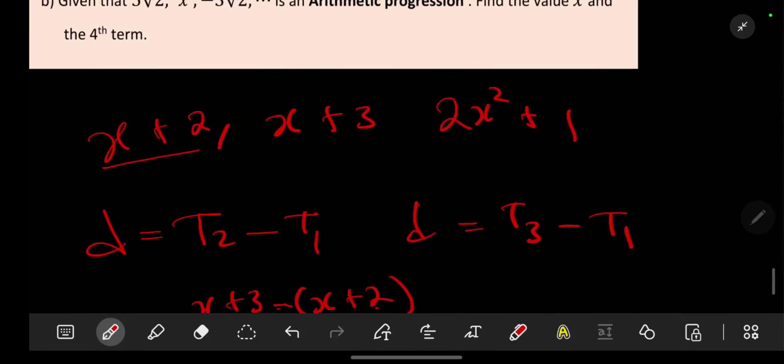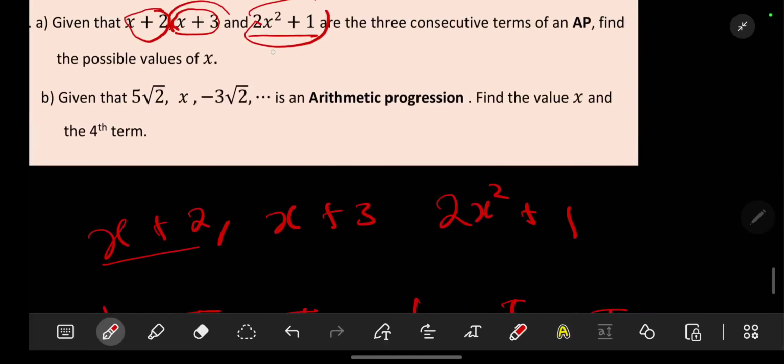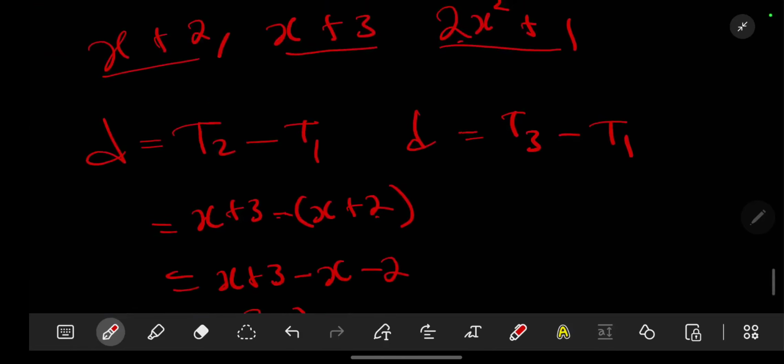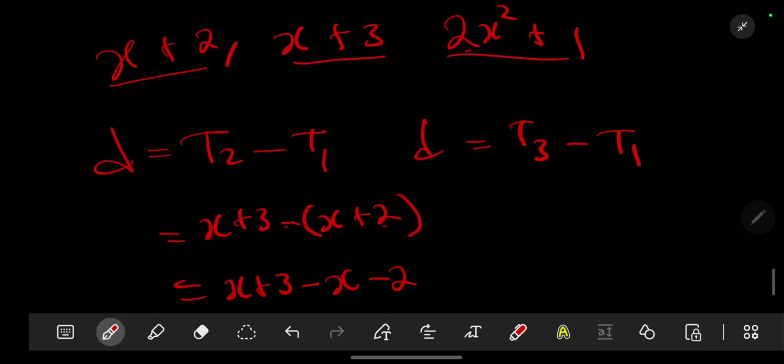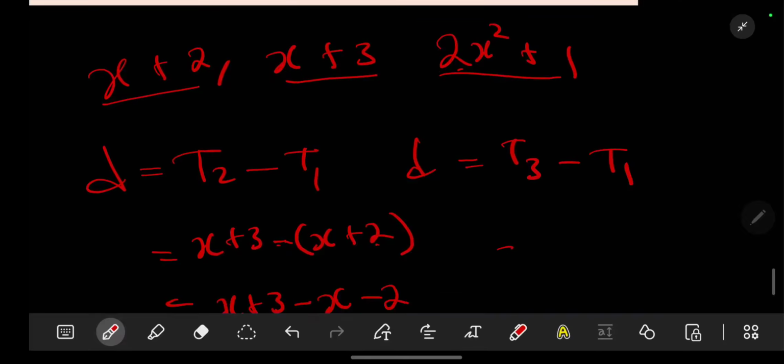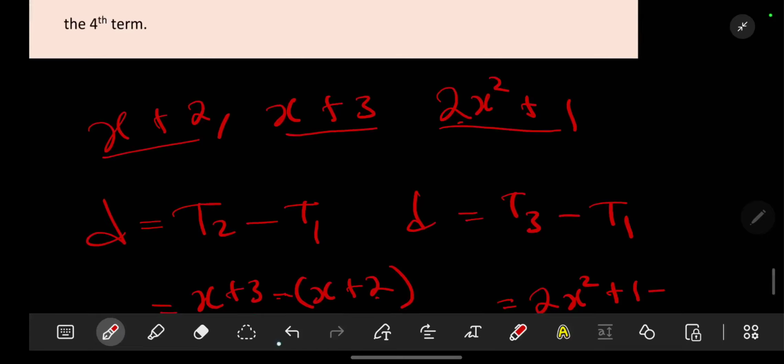Then for the other difference, we are going to get term number 3, which is this one, minus this one. So we are going to have 2x squared plus 1 minus our term number 2.